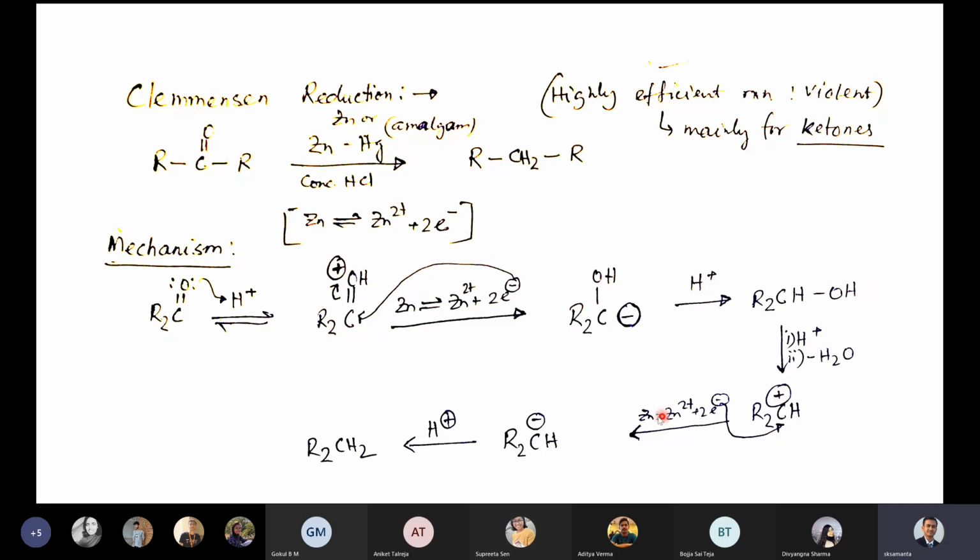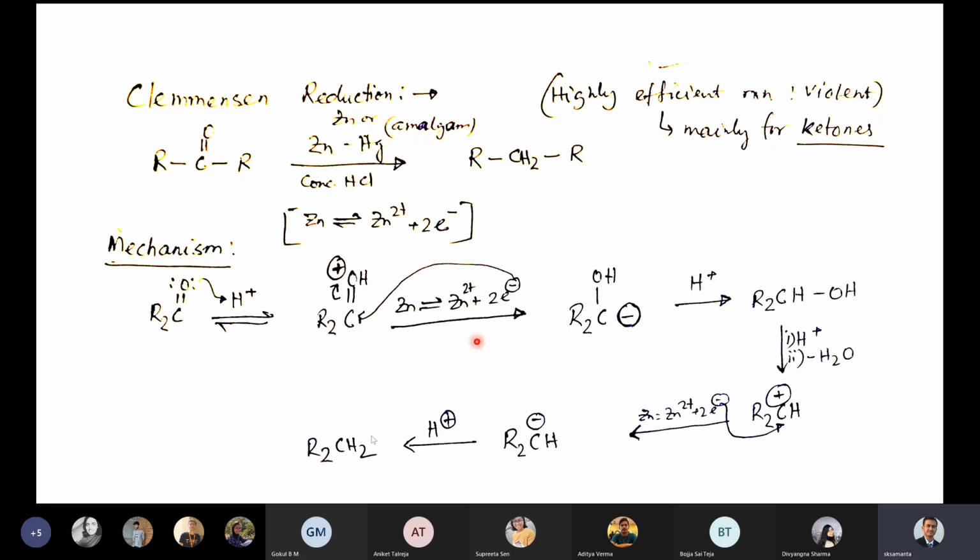Again another atom of zinc gives 2 electrons to this CH+. Then this CH+ converts into CH- because it takes these electrons. This CH- then picks up one proton to form this R2CH2. That's the reduced product. Okay, the mechanism is not very difficult. Only 2 times electrons it has to give, 1 time here, 1 time here, so that it converts from R2CO to R2CH2.